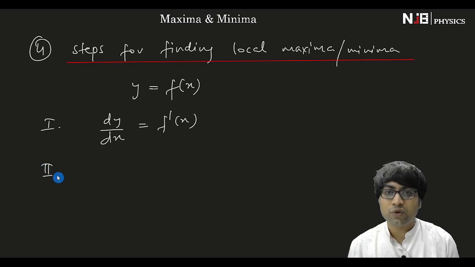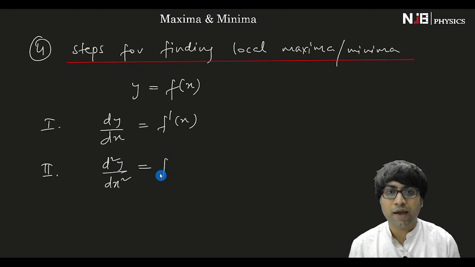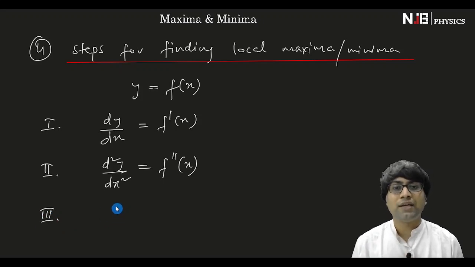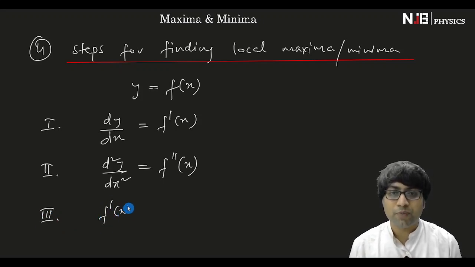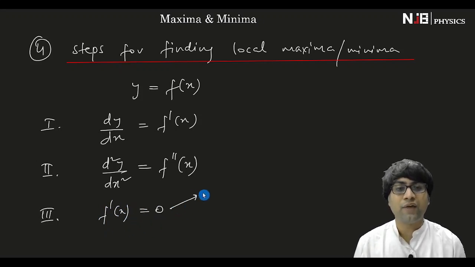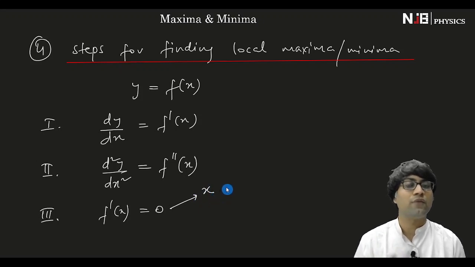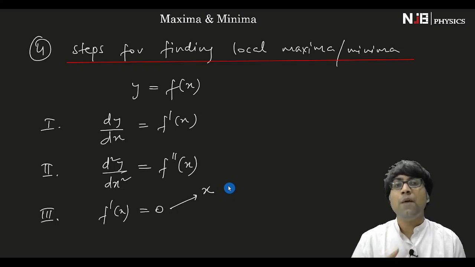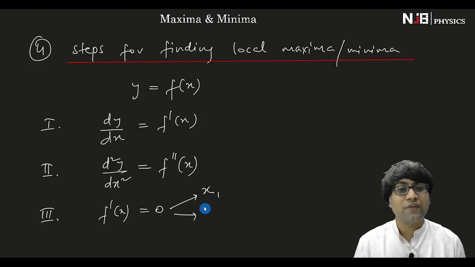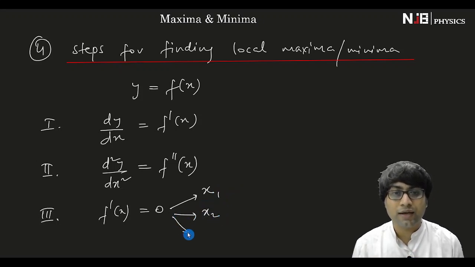The second step is to find d2y by dx2, which will be your f double prime x. The third step is finding the value of x for which dy by dx is 0. That means you will equate f prime x with 0. When you do it, let's imagine you get three values of x. It is possible to have only one value of x, or only two values, or more than two values. So let's say you get three values of x for which this first derivative is 0: x1, x2 and x3.